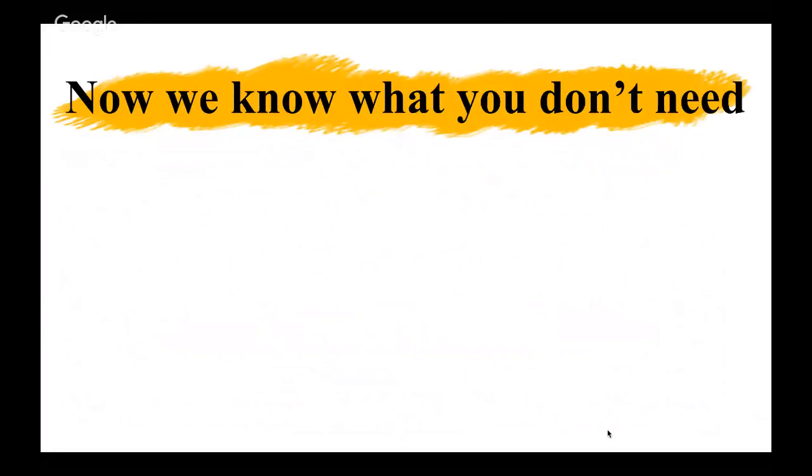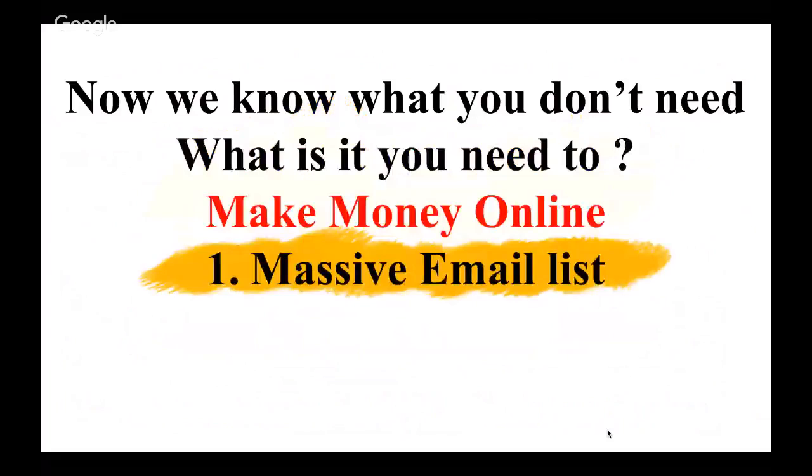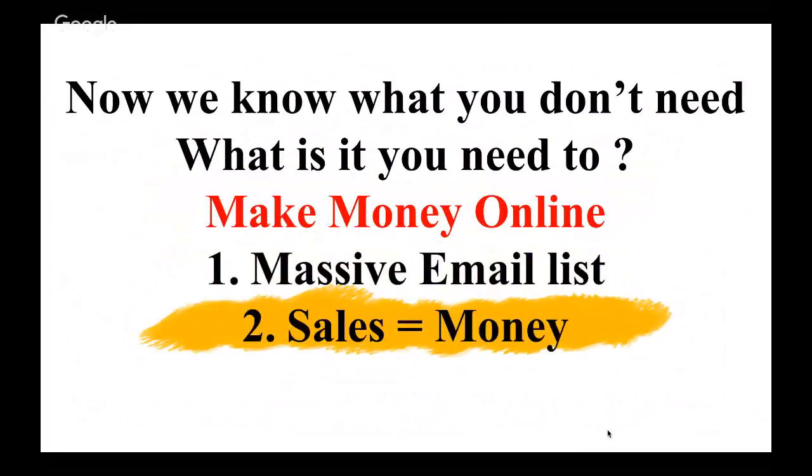So now we know what you don't need to make money work on the internet. You need a massive email list. The money's in the list. You need sales, because obviously sales equals money, and that's basically what anybody does, whether they be self-employed or they work for the boss. They go to work to earn the money, so you need the sales. If you're an entrepreneur working on the internet, these two things you need.